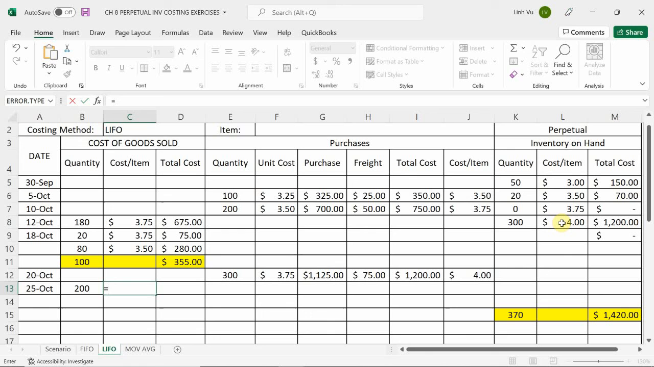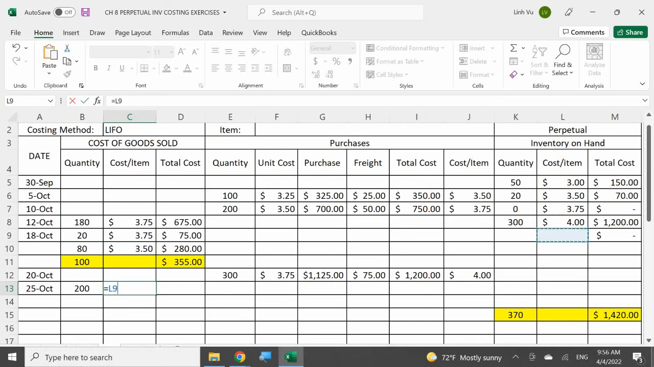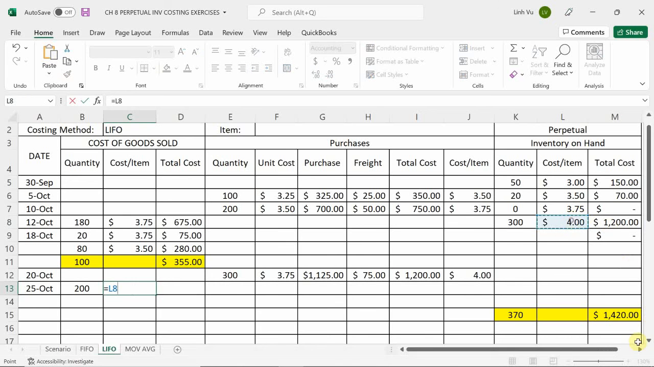800. Yeah, we divided by 4, correct? Not divide. We multiply by 4. So in this case, the last batch of inventory is $4 each, right? So in this case, 200 times 4 is how much? 800. Good. So there you go.